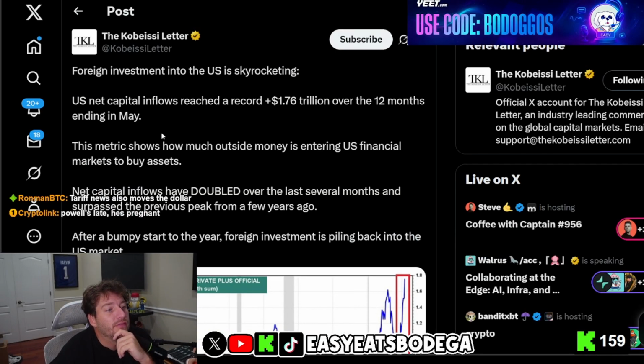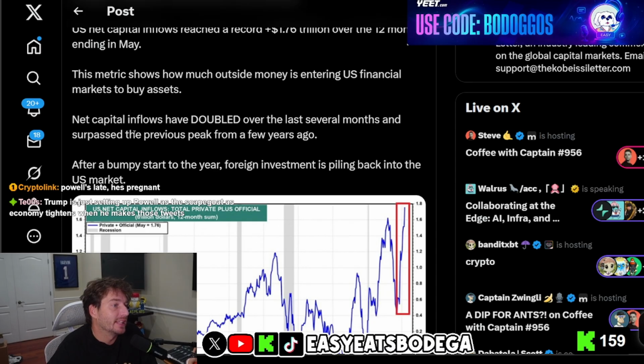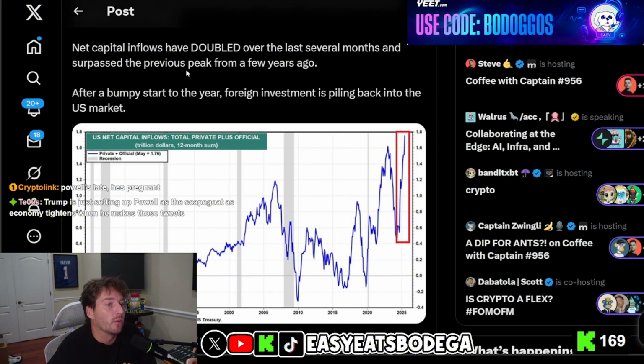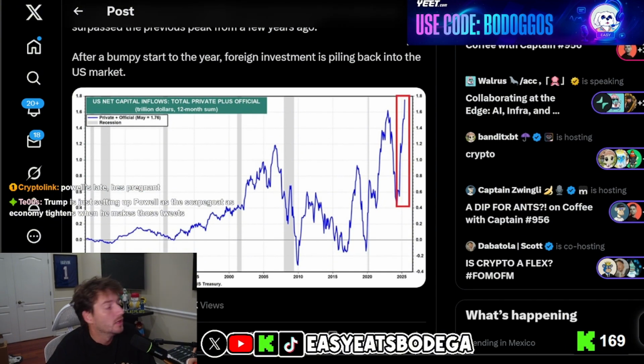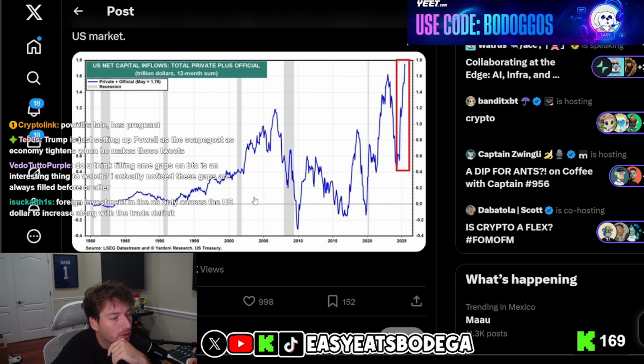U.S. capital net inflows reached a record of 1.76 trillion over the last 12 months, ending in May. This metric shows how much outside money is entering U.S. financial markets to buy assets. Net capital inflows have doubled over the last several months and surpassed previous peaks from a few years ago. After a bumpy start to the year, foreign investments are piling back into U.S. markets. So we're seeing good buys from outside entities, which is private and official. They did mark a recession in 2021. Interesting.